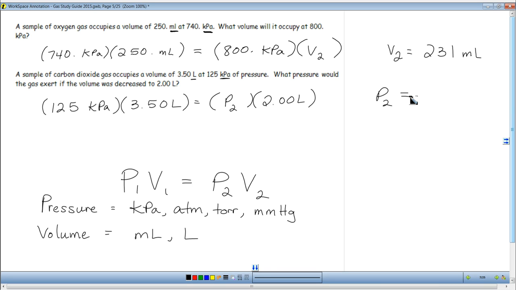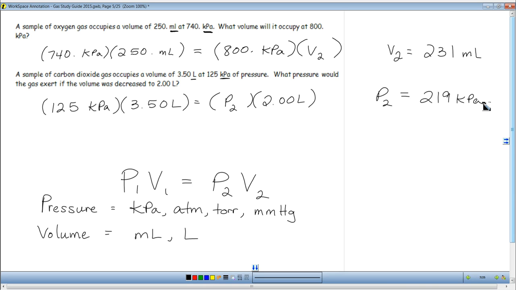Isn't this nice? Plug and chug. Okay, so what am I doing here? The volume is decreasing, so I need to increase the pressure. So without even plugging this in my calculator, I'm looking for something greater than 125. Everything has 3 significant figures. I'm going to plug this in my calculator and say 219 kilopascal. This would work the same whether it were atmospheres or torr. It could be any pressure unit, any volume unit. You do not need to convert.